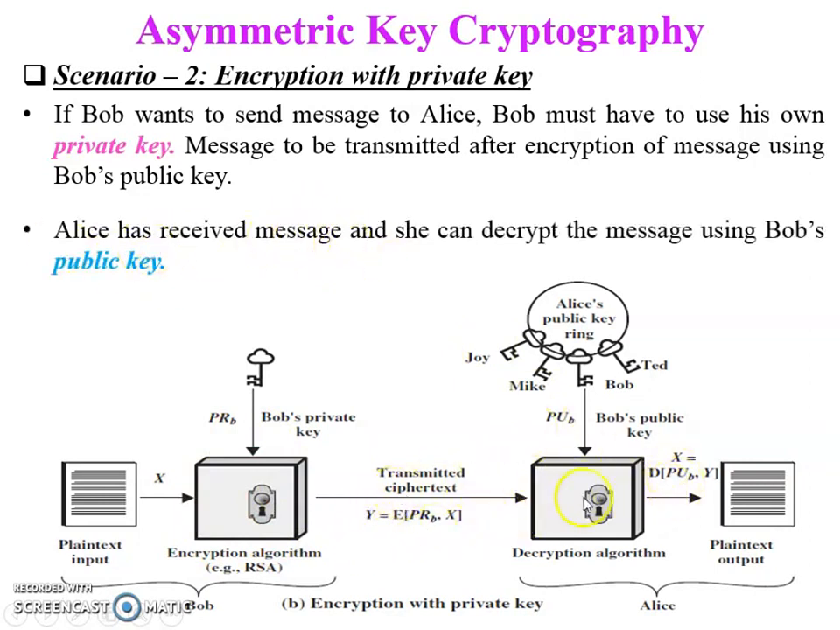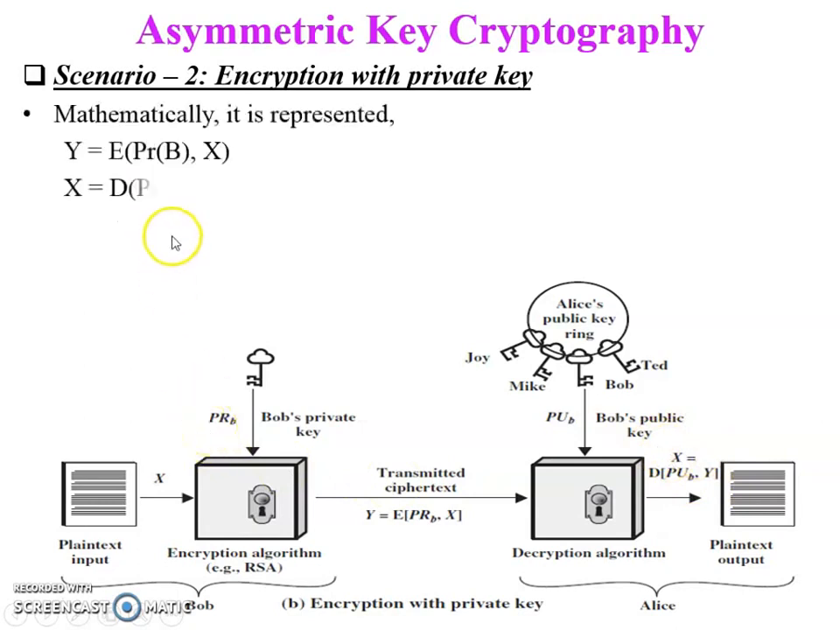The output of the encryption algorithm is Y, and Y is called ciphertext. So the ciphertext is transmitted to the receiver side. Alice has received the message and she can decrypt the message using only her private key. Now you can see over here, this is the PR A notation. PR is the private key and A is Alice's private key. So the decryption algorithm's input is the ciphertext which is transmitted by Bob, and the other input is the private key of Alice, and it generates the plaintext output. So this is the encryption with public key.